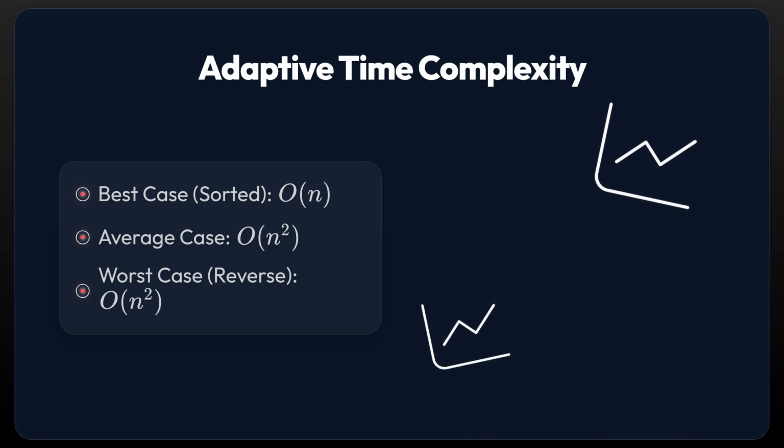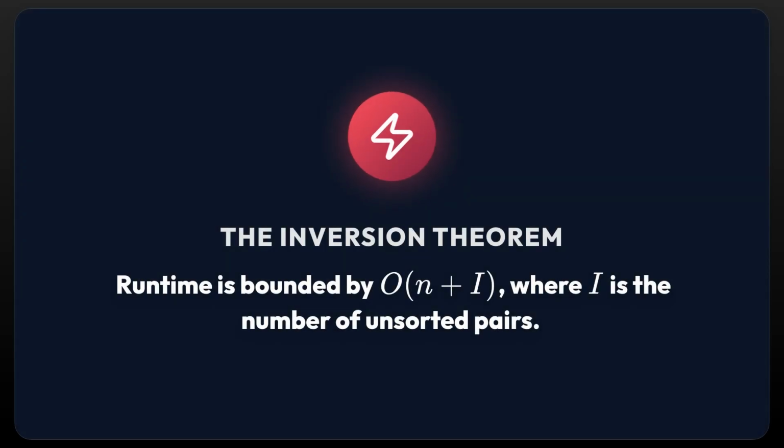We can define its performance precisely through inversion theory. Every memory shift resolves exactly 1 inversion. This means the algorithm's runtime is bounded by big O of n plus I, where I represents the number of inversions, meaning pairs of elements that are out of order.